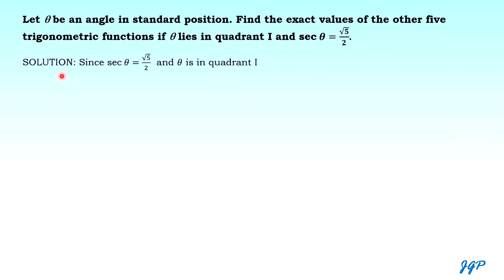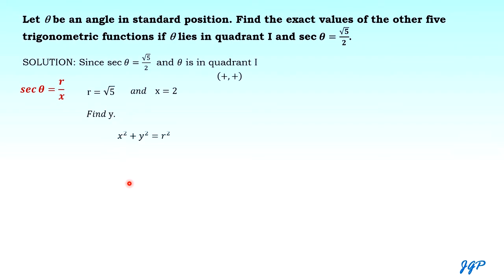For the solution, since we are given secant theta is equal to square root of 5 over 2, and our theta is located in quadrant 1, again in quadrant 1, the signs are positive, positive. The x-coordinate is positive. The y-coordinate is positive. And secant theta is the value of your r over x. Meaning, your r is equal to square root of 5 and your x is equal to 2. You have the value of your r and x, but you don't have the value of your y. So, to find the other 5 trigonometric functions, you need to find y.